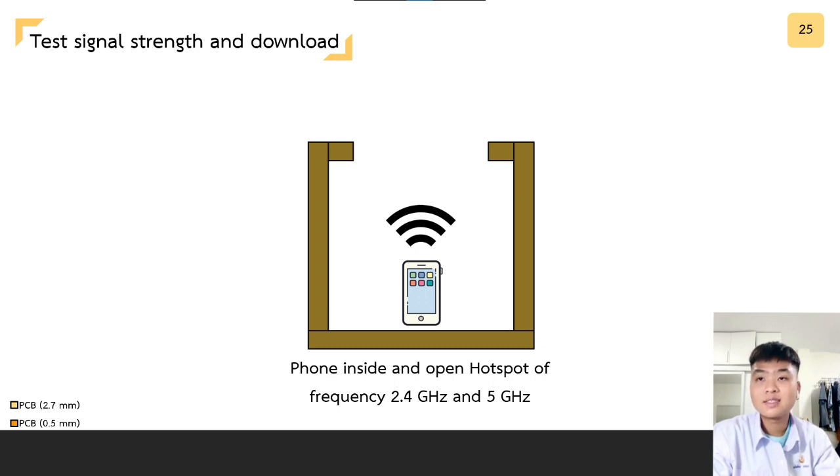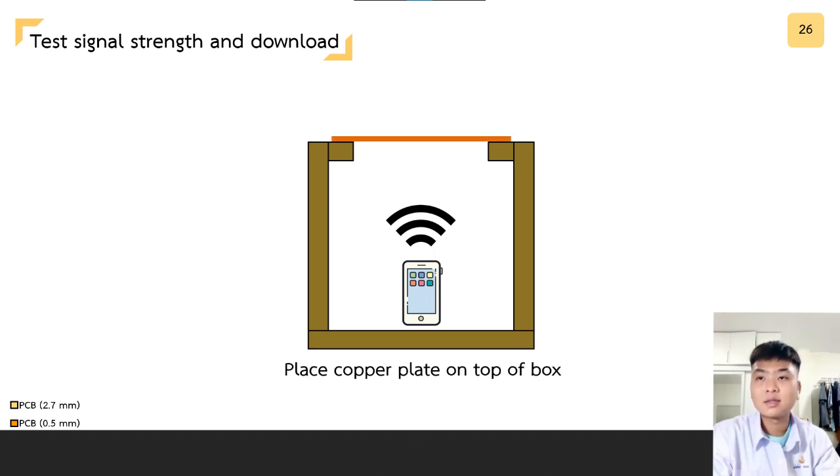Part 4. Testing signal power and download speed. The testing process involves 3 scenarios. First, testing without any blocking material. A smartphone is placed inside the simulation box, and the smartphone transmits waves at 2.4 GHz using the hotspot function. The signal power and download speed are measured without any obstructing material. Second, testing with a copper sheet blocking material. A copper sheet is placed to block the signal on the simulation box. The signal power and download speed are measured in this scenario.